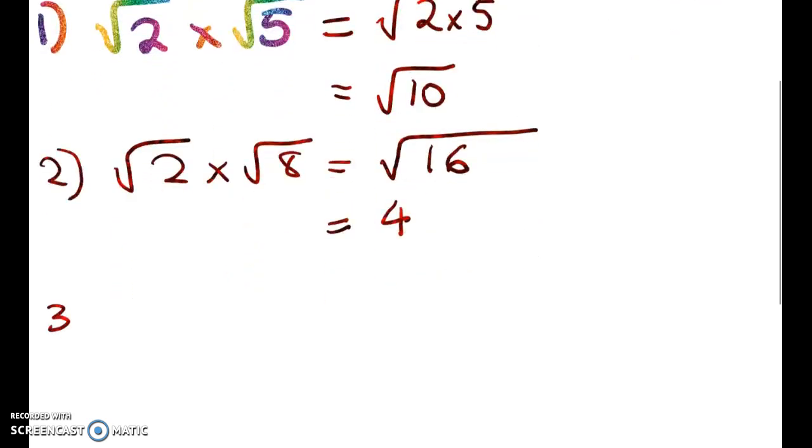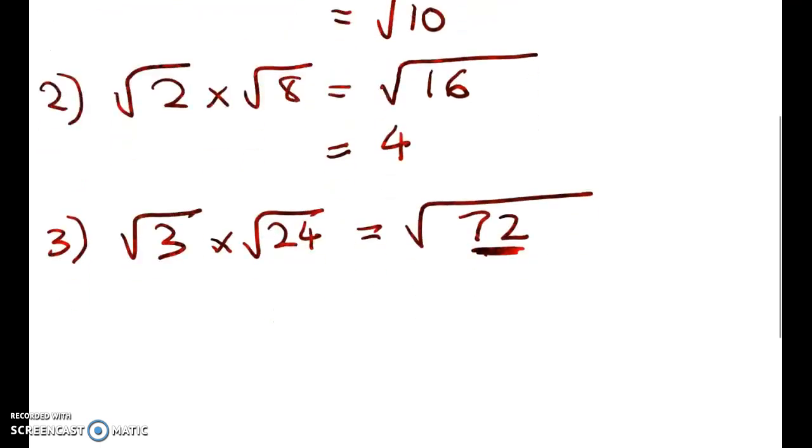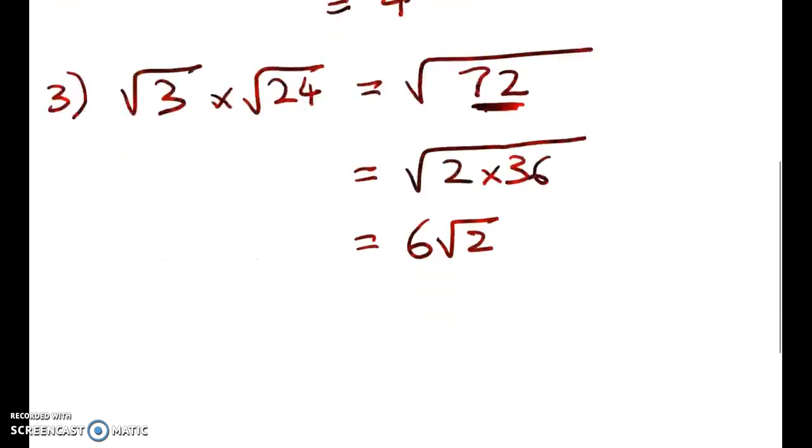So sometimes these surds simplify down really well, and sometimes not quite so well. So the square root of 3 times the square root of 24 is going to be equal to the square root of 72. Look for the lurking square in there as a factor. We've got 2 times 36, which is equal to 6 root 2.